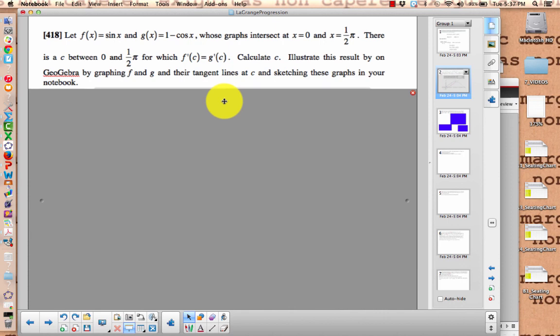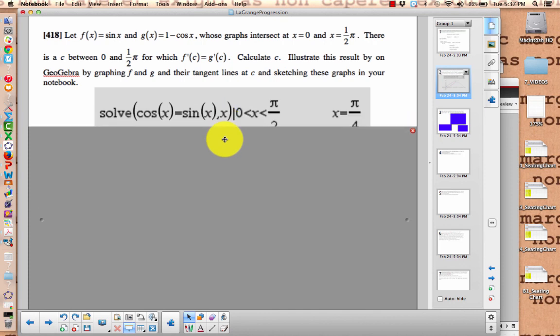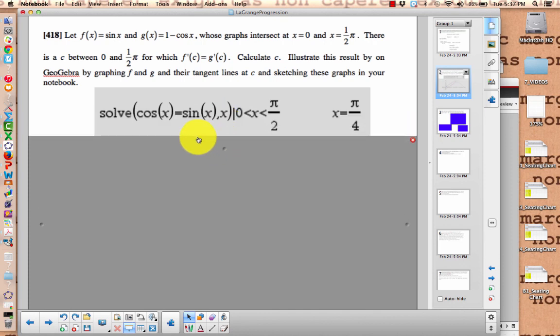So you're going to set sine x equal to cosine x and ask the calculator to solve. Since these are trig functions, I wanted to limit the number of solutions. I put a such that bar and restrict the solutions to be between 0 and pi over 2, since that's where we're looking. The calculator returns pi over 4 as the answer. I didn't really need the calculator for that, but just to illustrate how the solver could be used.